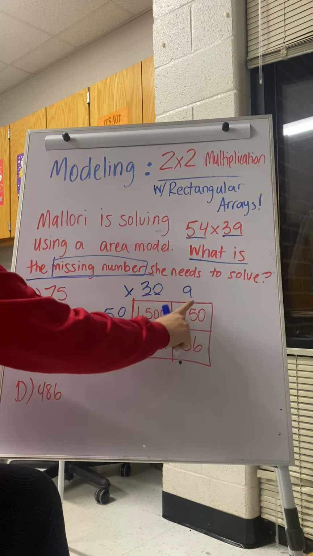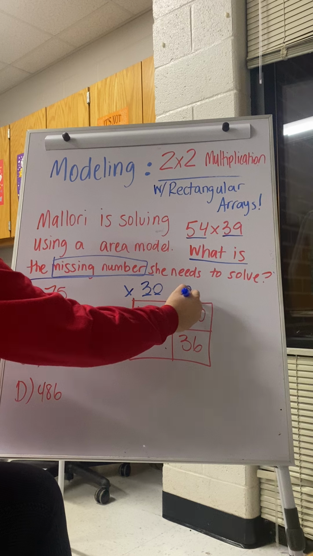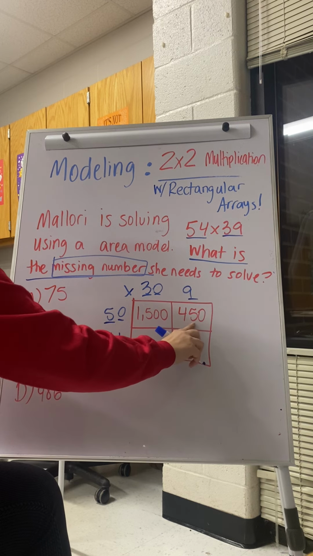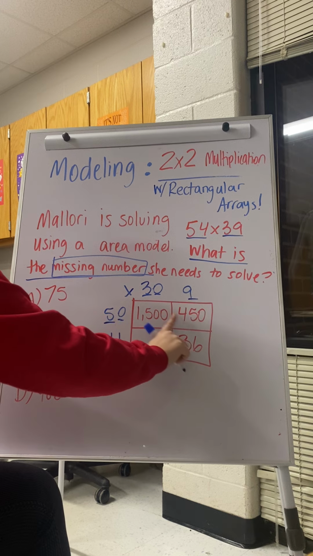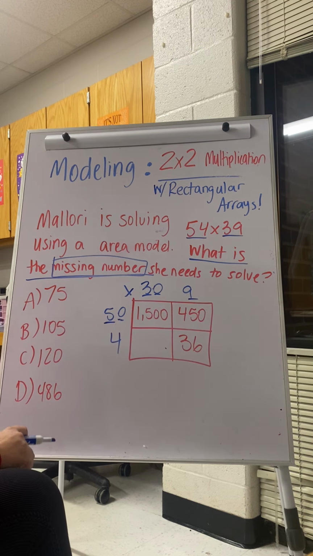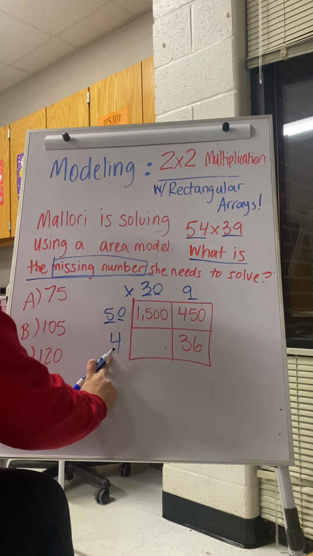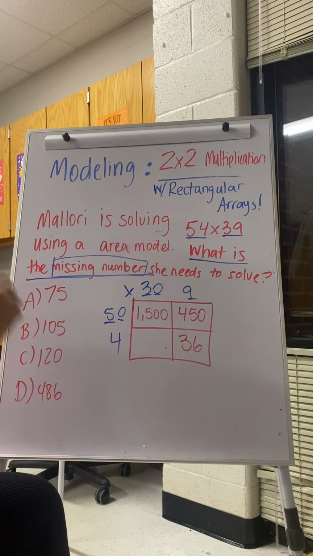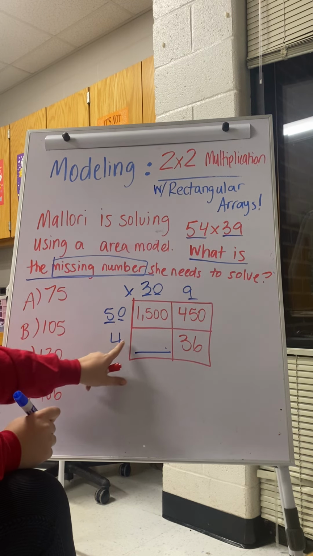Now I go to this box, 9 times 50. This looks a little better. 9 times 5 is 45. I have that here. And then I only need 1 zero. So this box is equal, 9 times 50 is equal to 450. So we're good. 9 times 4 is going to equal 36. So that box is also true. So now all I have to do is solve for 30 times 4.